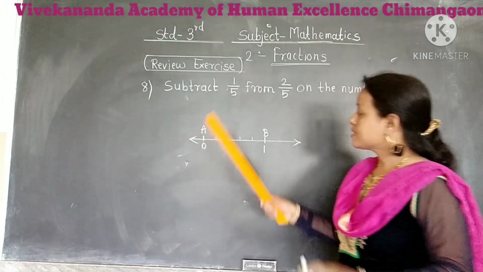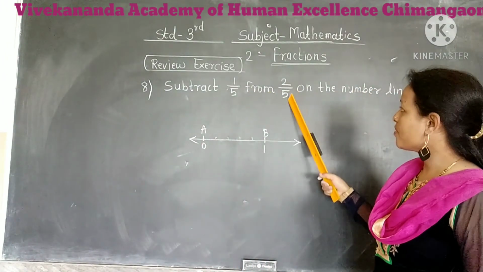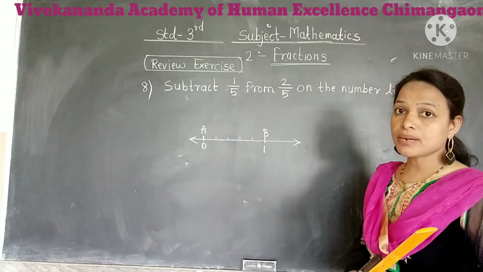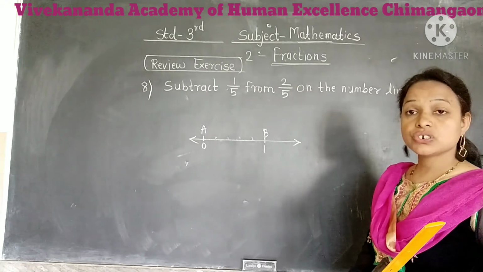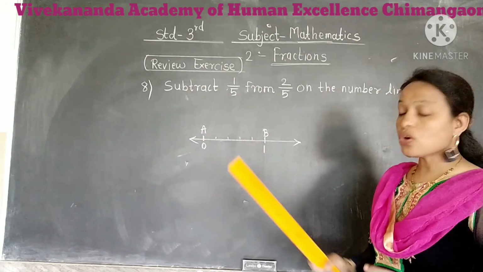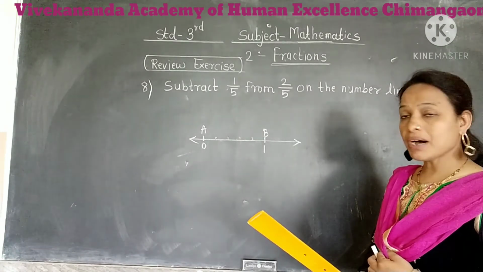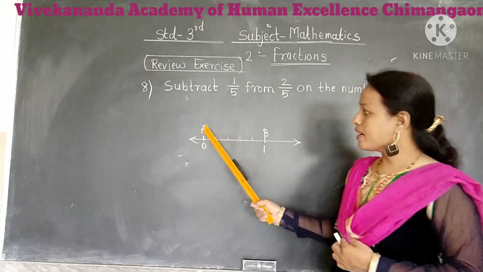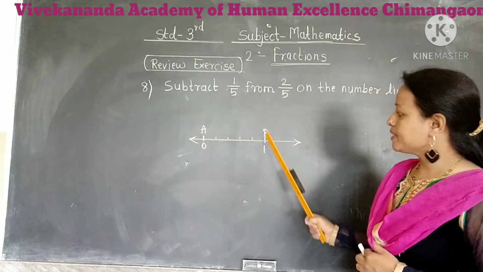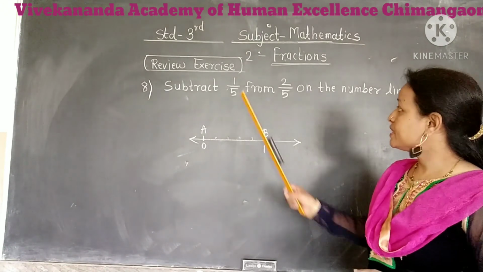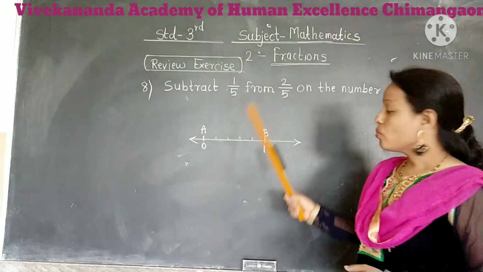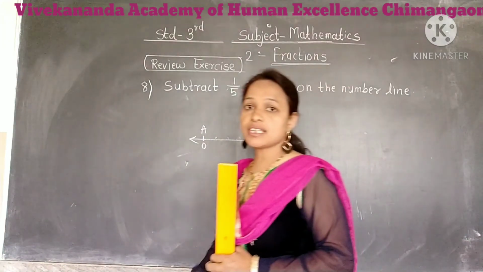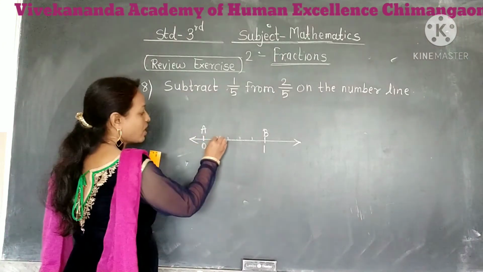Next question. Subtract 1 upon 5 from 2 upon 5 on the number line. So here we have to subtract a given fraction on the number line. So first draw a number line. So here we draw a number line. Then mark on that point A and point B. Here point A represents 0 and point B represents 1. Since the denominator is 5, we divide line segment AB into 5 equal parts. So here each part represents 1 upon 5.